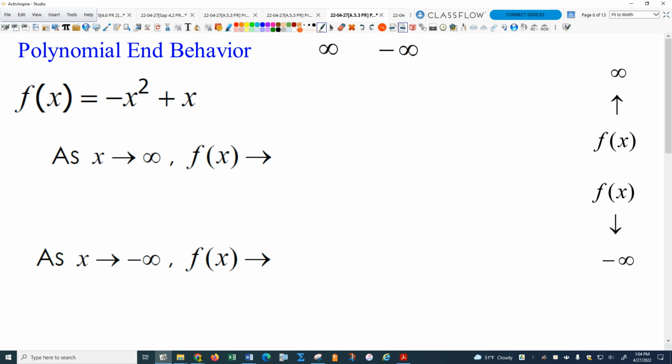So then, what about this guy? What about this one? I'm not giving you a graph this time. Okay, it's going to be a negative even, isn't it? So now what's that mean then?